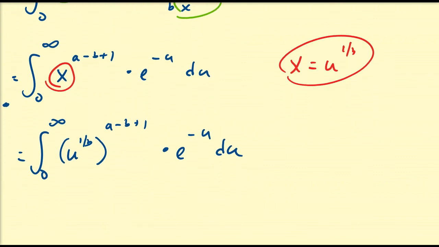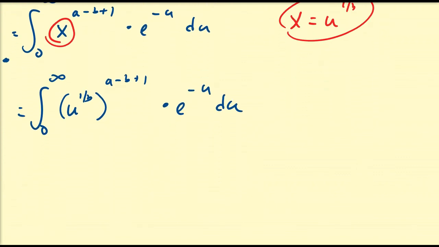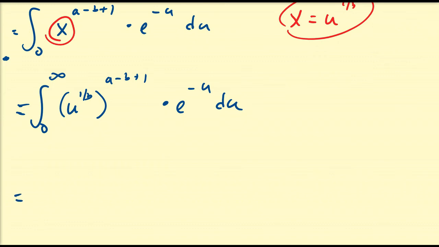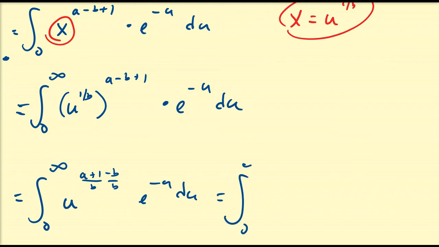So we're pretty much building a gamma function-like expression here. So this is going to be equal to the integral from 0 to infinity. We're going to divide everything by b. So we have u to the a plus 1 minus b, all over b, times e to the minus u du, which is the same as the integral from 0 to infinity of u to the a plus 1 over b minus 1, e to the minus u du.